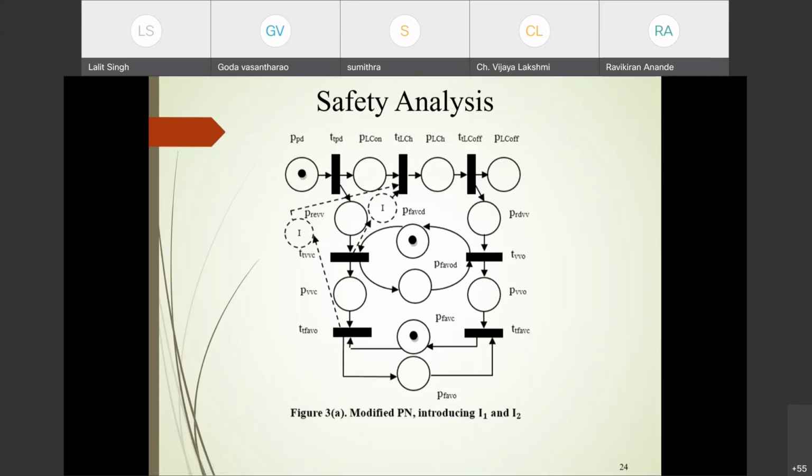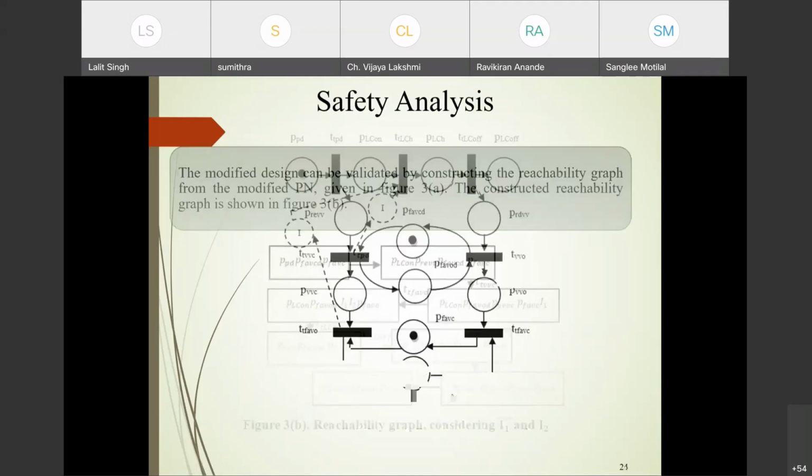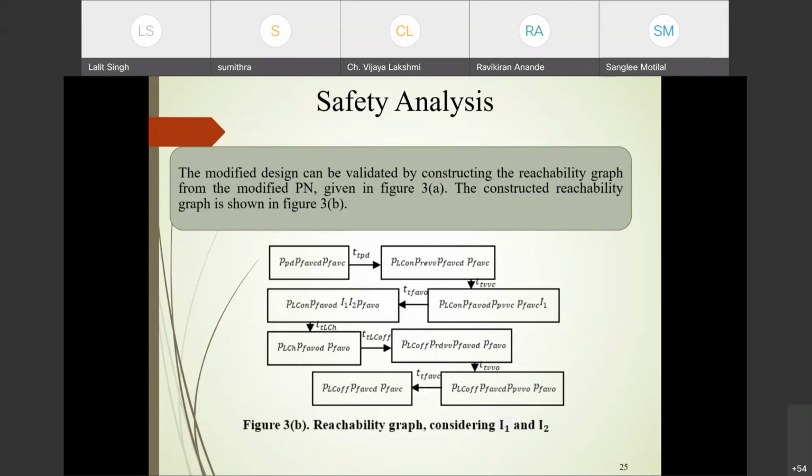And now, after that, let us try to draw the reachability graph. When we draw the reachability graph considering I1 and I2, we see there is no risky state. But here the story doesn't end at all, because as an engineer, we have to optimize the process as well. And you can see these additional places are not serving any purpose for the functional requirement. They are only fulfilling the purpose of safety.